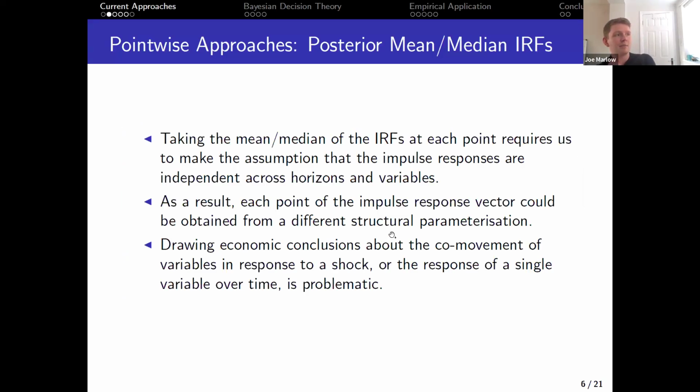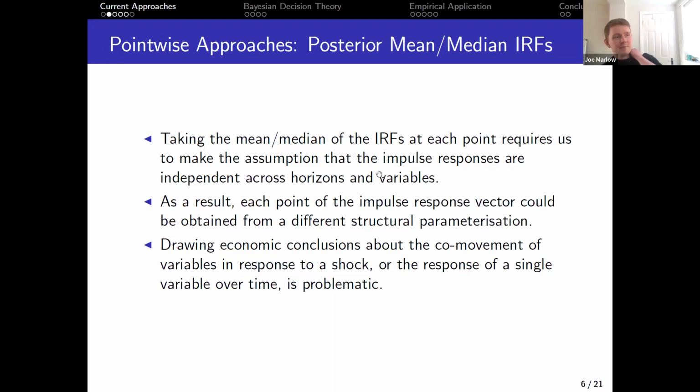Okay, so let me start with the traditional approaches and try and point out to you where those issues are. So first of all, let's start with the point-wise approaches. So what we do is we estimate the parameter values, and then for each draw from the parameter vector, the posterior distribution for the parameters, we then simulate the posterior distribution for the impulse responses.